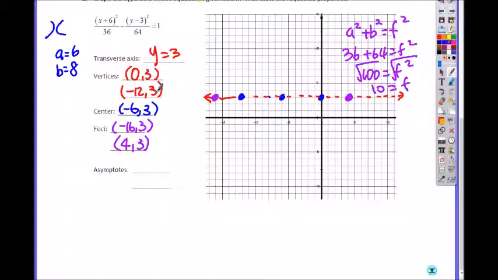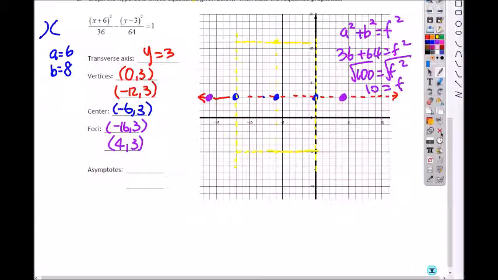So now let's draw the rectangular box from the center based on where your vertex is. That's how wide it opens. How high and low does it go? It's going to be under the second term. What is b? 8. So now we go up 8, 2, 4, 6, 8. 2, 4, 6, 8. Like that. Now draw the asymptotes. Please start bringing a straight edge.